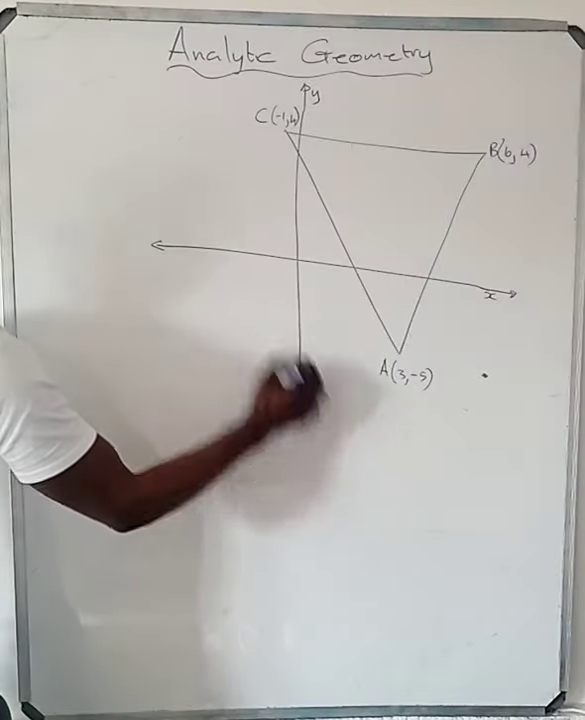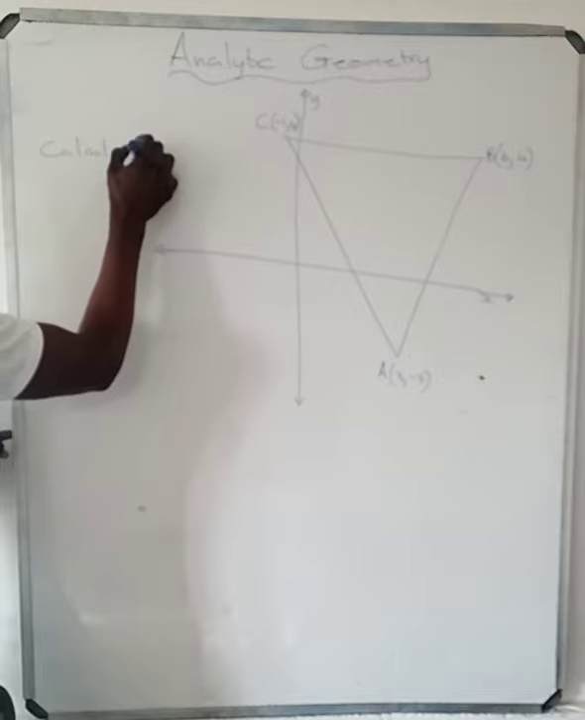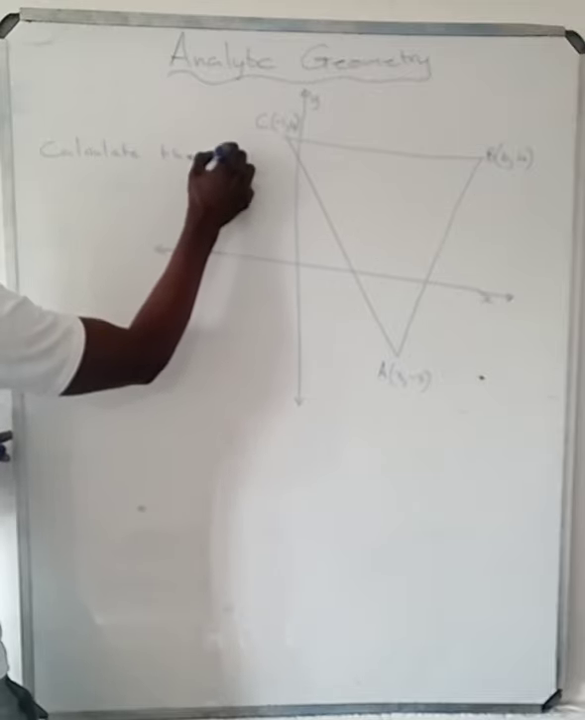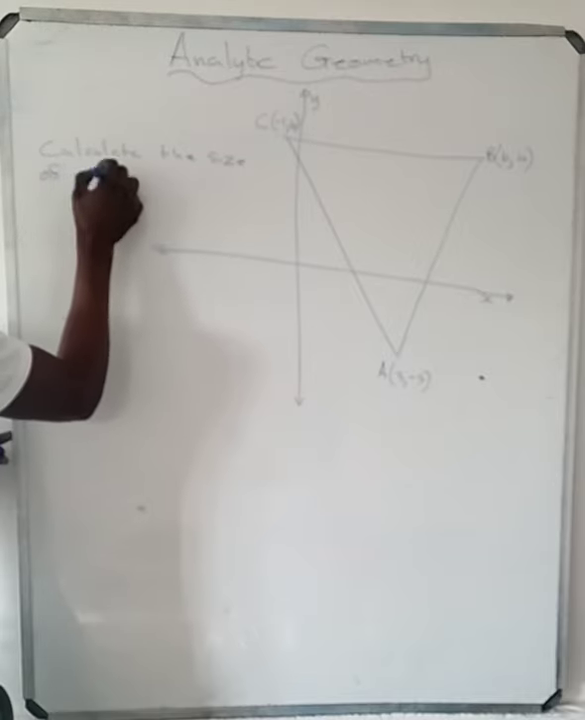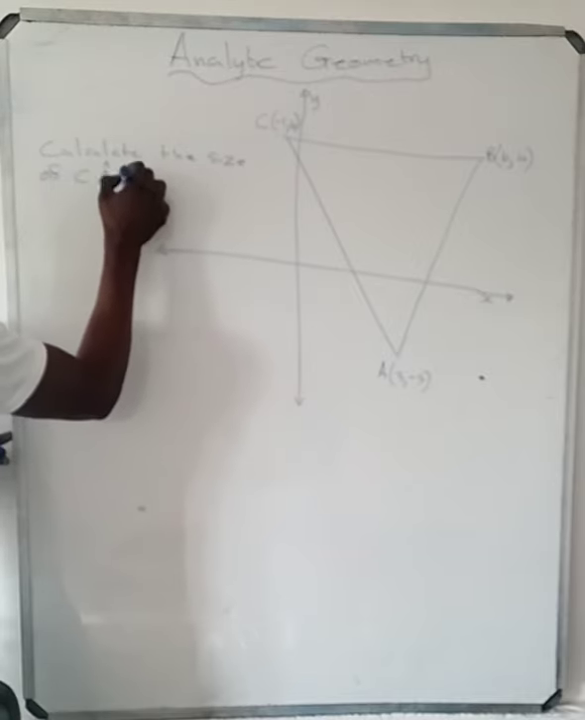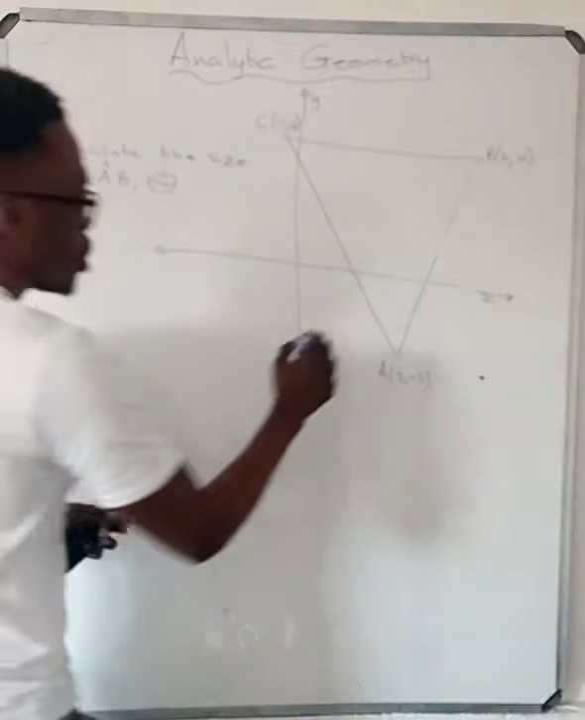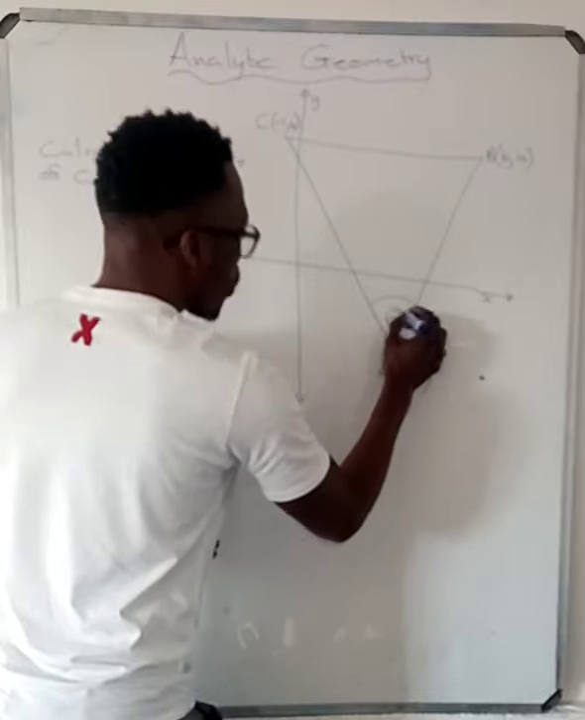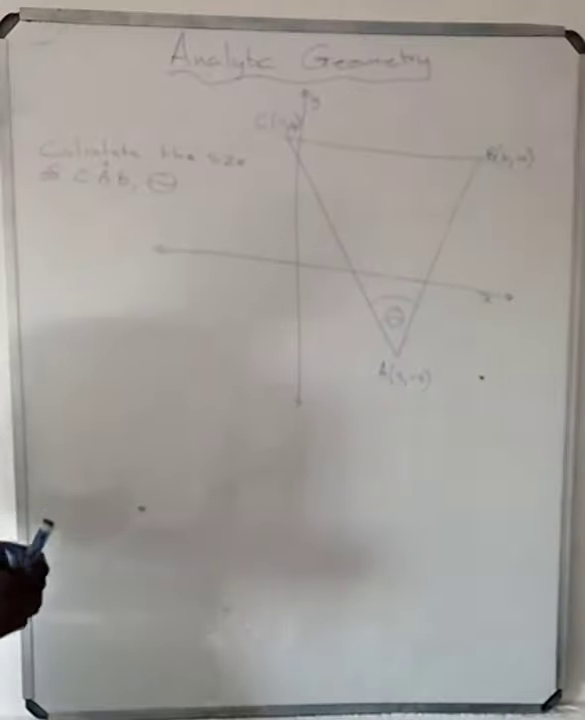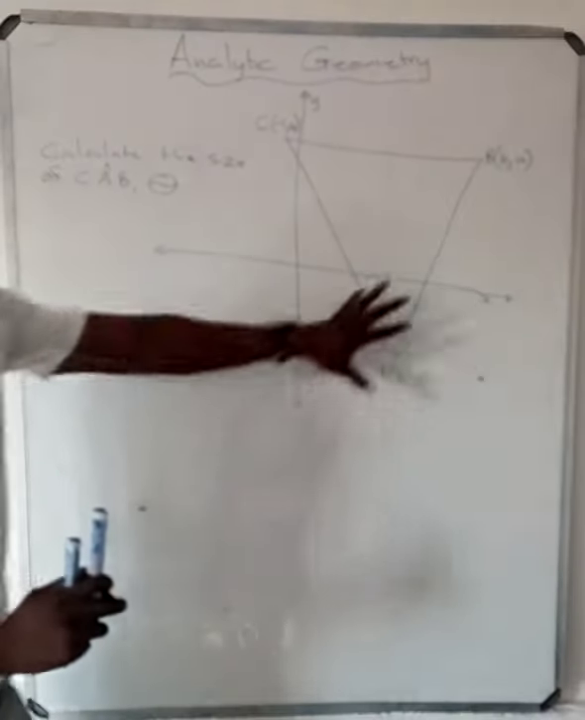The question here is to calculate the size of angle CAB, which is theta. We must calculate theta.